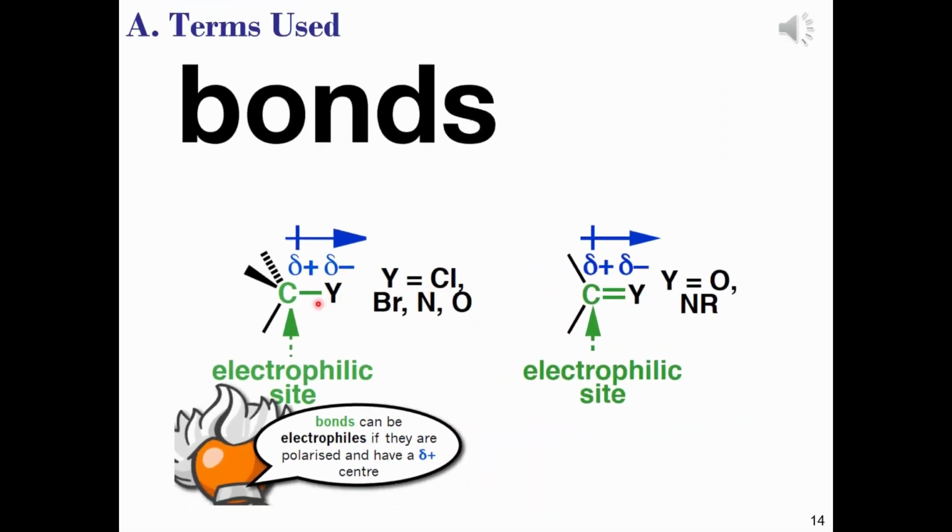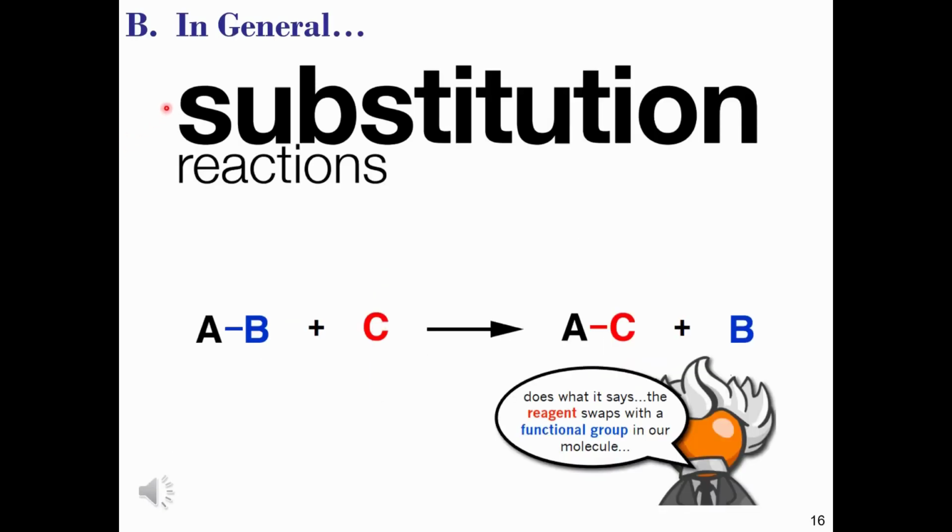Bonds can also be sources of electrophilic sites. In this polarized bond here between either a haloalkane, an amine, or an alcohol, or conversely the carbonyl bond or the amide bond, the carbon atom in both instances behaves as an electrophile. That means it's willing to accept an incoming electron pair from a nucleophile. This concludes part A. In this video, we're going to be looking at nucleophilic substitution reactions.